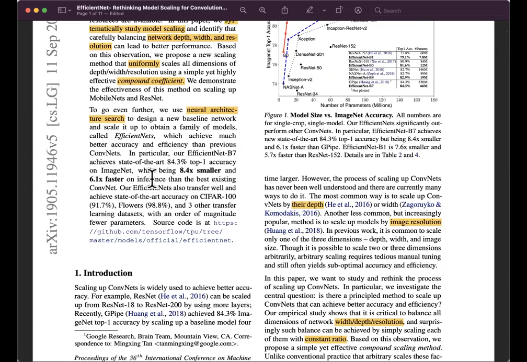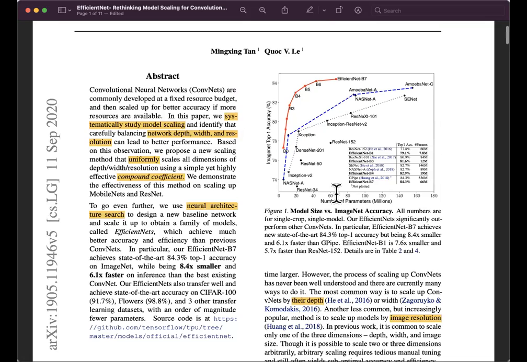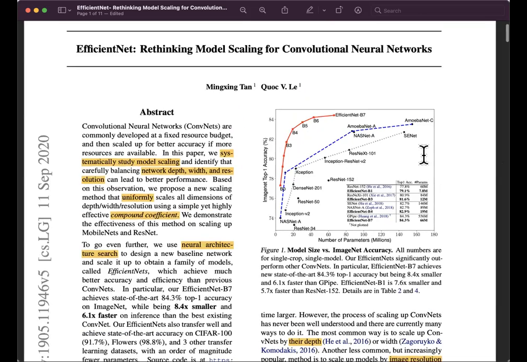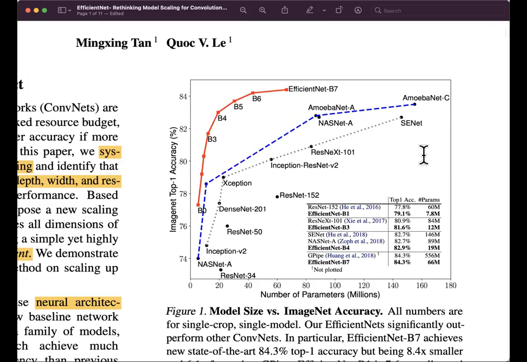The main result is as follows. They introduced a family of EfficientNets, and EfficientNet-B7 achieved 84.3% top-1 accuracy, while being 8.4 times smaller and 6.1 times faster on inference than the best existing convolutional neural networks. This figure summarizes the main contribution.